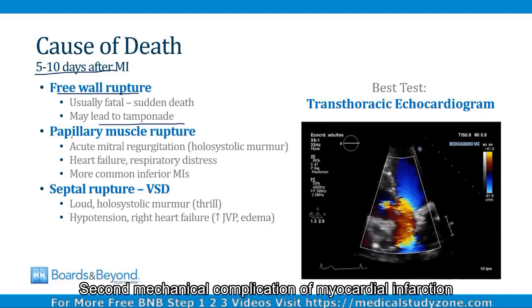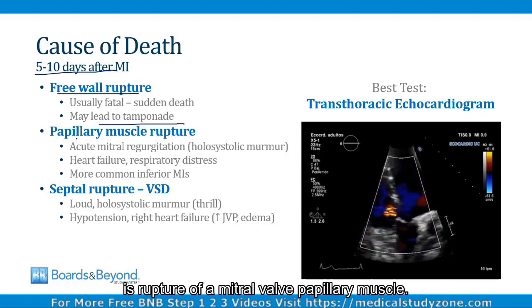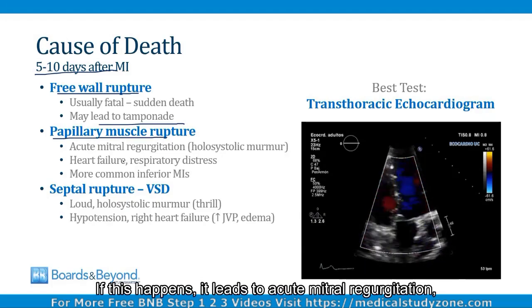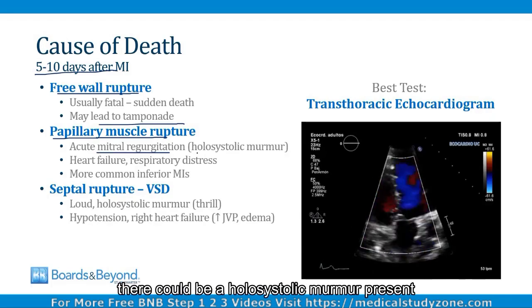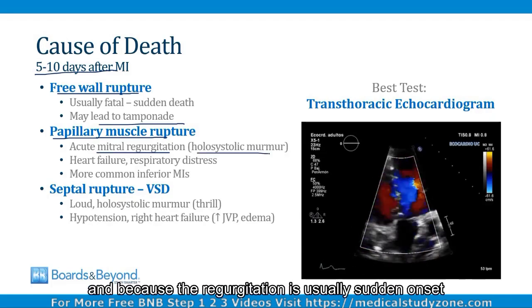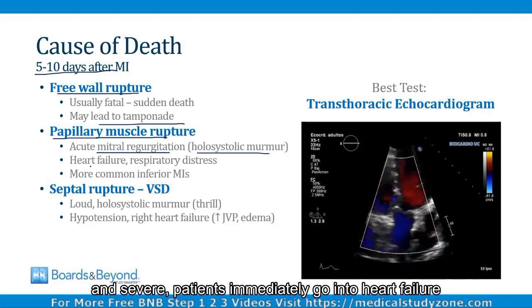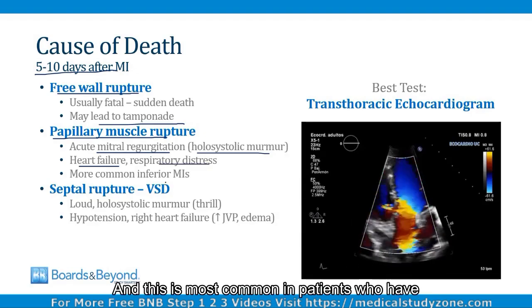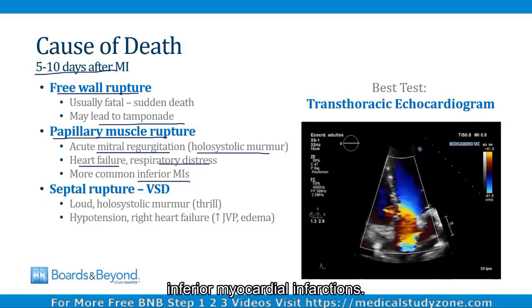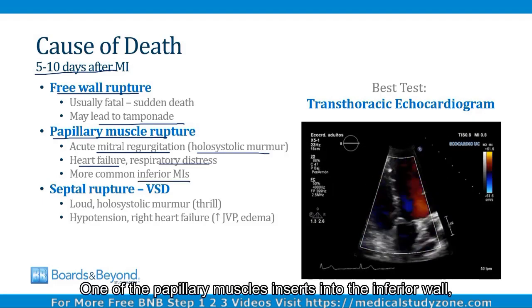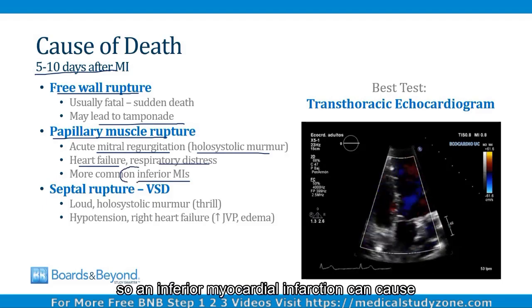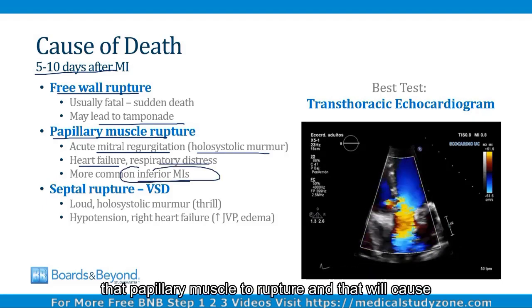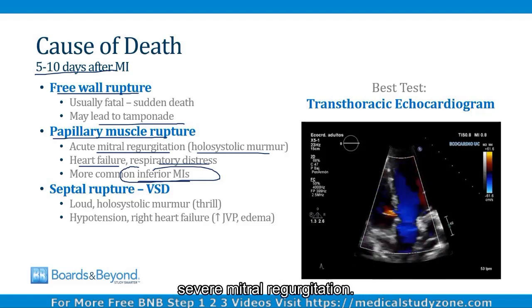Second mechanical complication of myocardial infarction is rupture of a mitral valve papillary muscle. If this happens, it leads to acute mitral regurgitation. There could be a holosystolic murmur present. And because the regurgitation is usually sudden onset and severe, patients immediately go into heart failure and respiratory distress. And this is most common in patients who have inferior myocardial infarctions. One of the papillary muscles inserts into the inferior wall, so an inferior myocardial infarction can cause that papillary muscle to rupture, and that will cause severe mitral regurgitation.